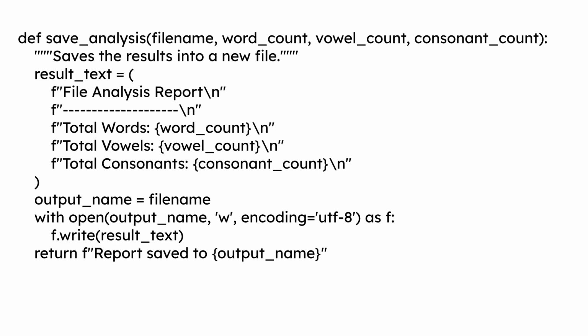Finally, the station finishes its job with return f'Report saved to {output name}'. It sends a completion token back to the head chef saying, order complete.